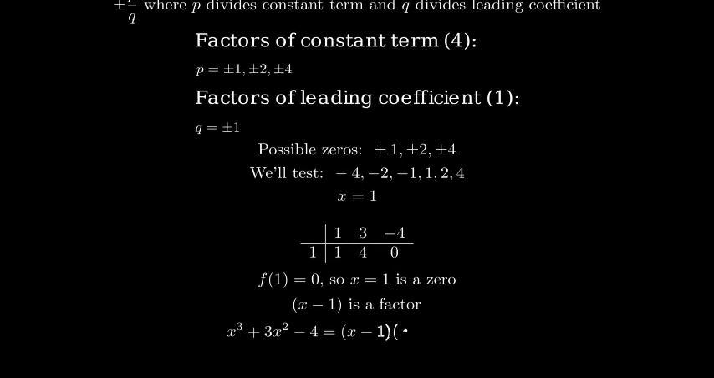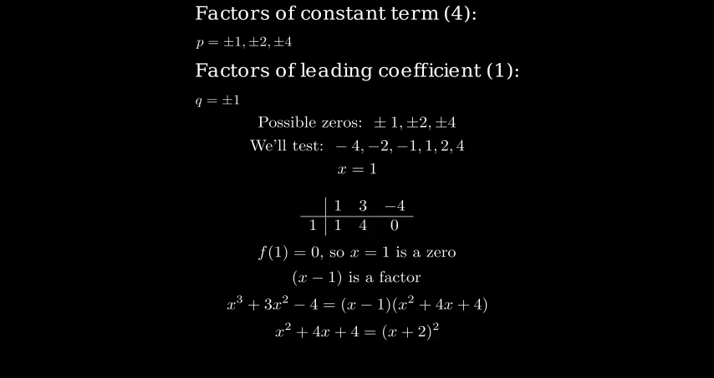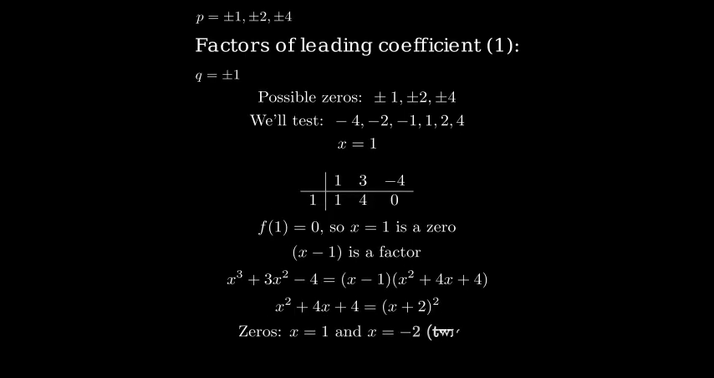Now that we've found one factor, we can divide our original polynomial by x minus 1 to get the quadratic factor. This gives us x squared plus 4x plus 4. The quadratic factor is a perfect square trinomial that equals (x plus 2) squared. This means x equals negative 2 is a double zero of our polynomial.